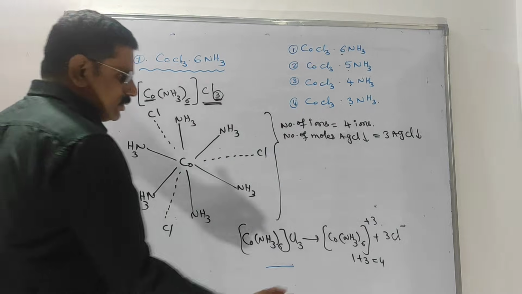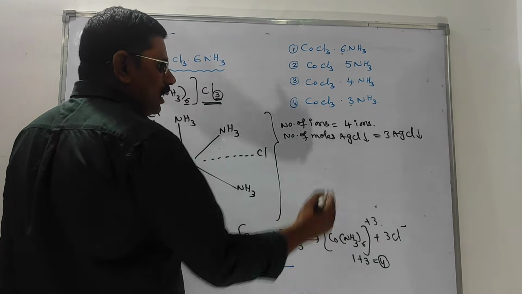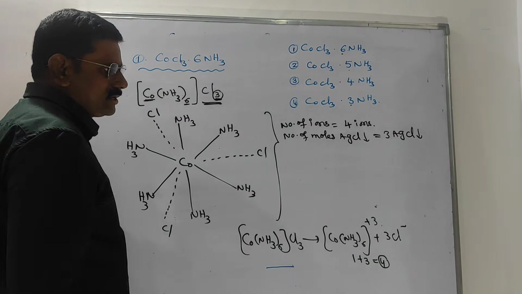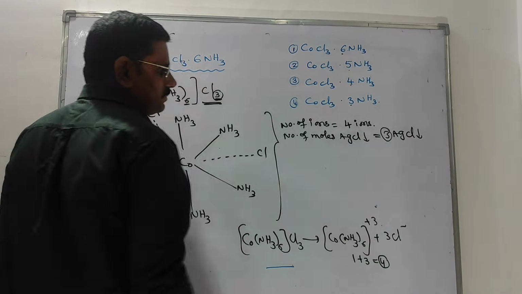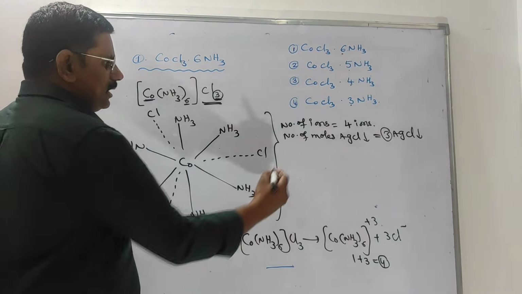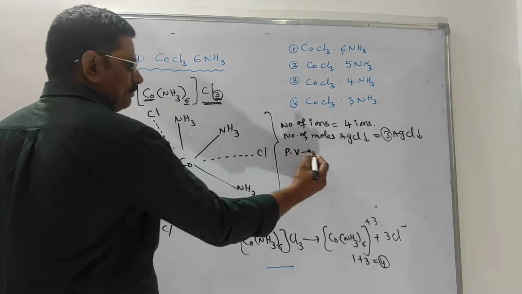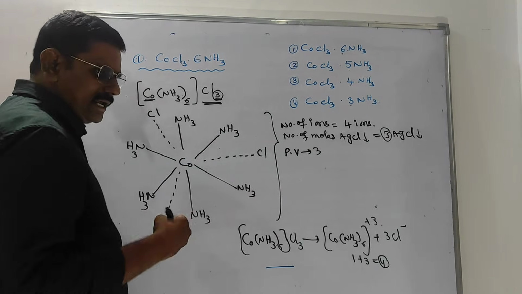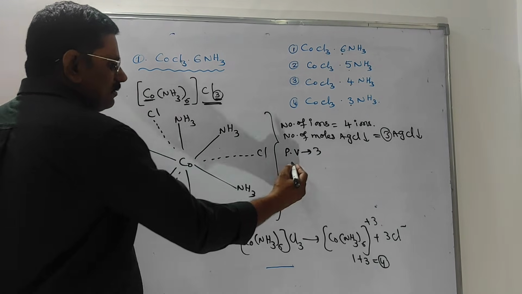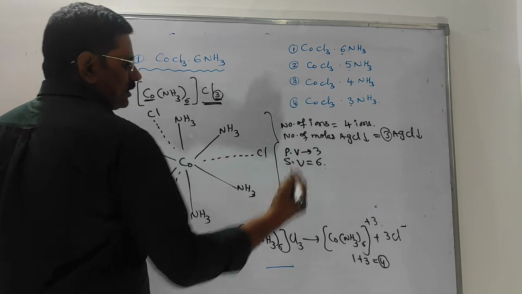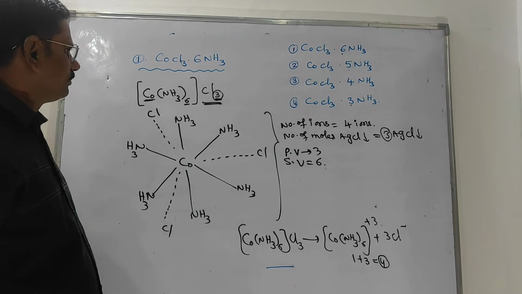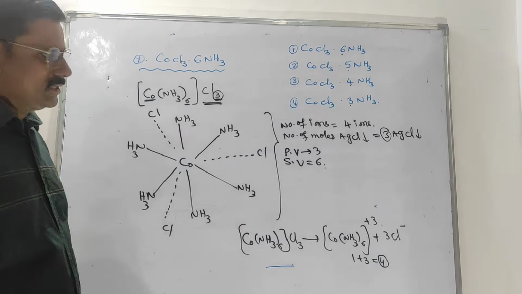How many ions are produced? 4 ions. How many AgCl precipitates are formed? 3 moles of AgCl precipitate are formed. And how many ions are showing primary valency? 3. How many ligands are exhibiting secondary valency? 6. So this is the information regarding CoCl3·6NH3.